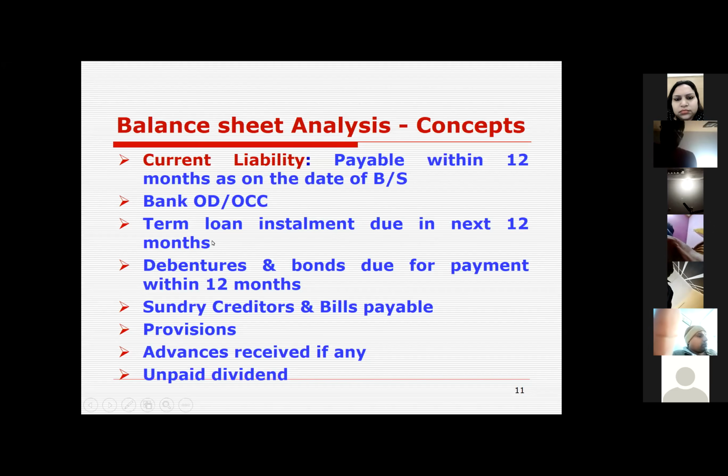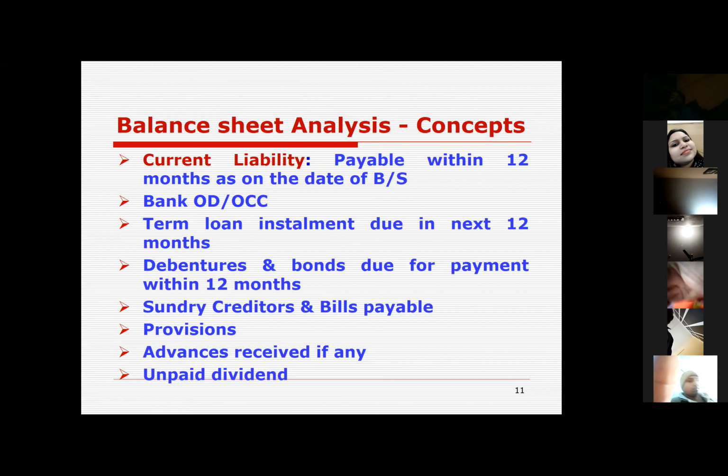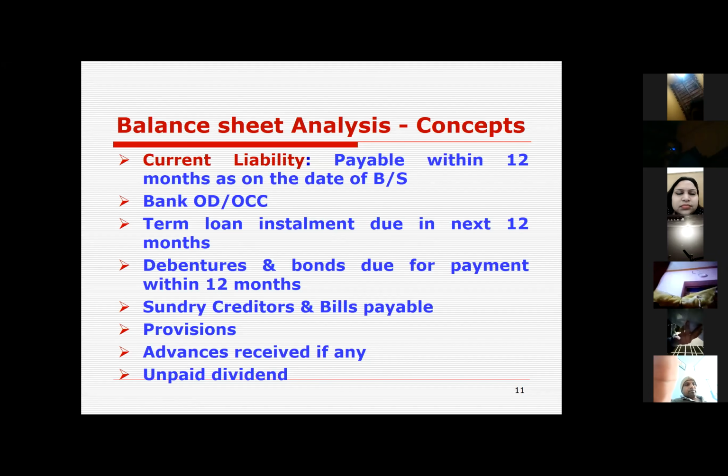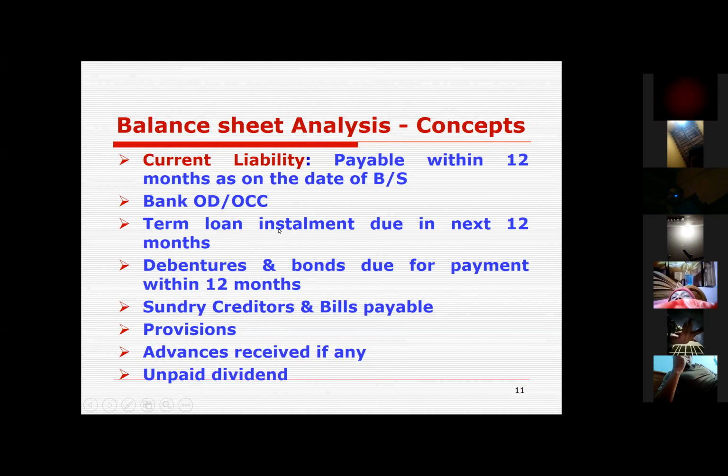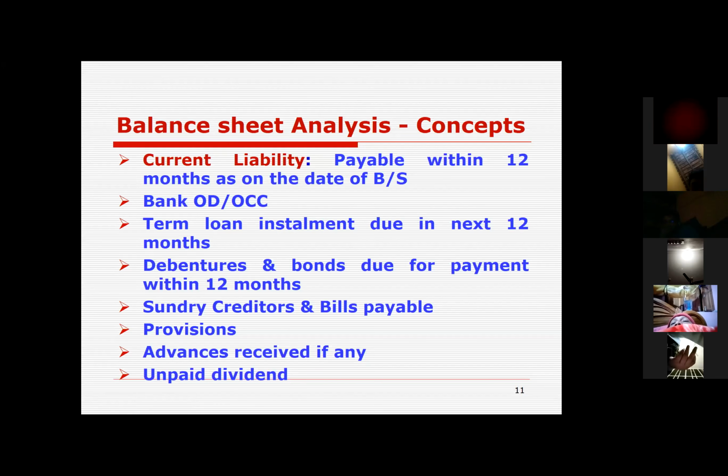So the term loan installment, whether the term loan is taken from the bank or from any financial institution, whatever installments the company has to pay within the next year should also be brought under current liability. The entire term loan need not be brought under current liability. Generally, the total term loan liability will be brought under term liability. But out of the term liability, if any installments are due in the next 12 months, that will be shown as current liability. Okay, term loan installments due in the next 12 months is a current liability.